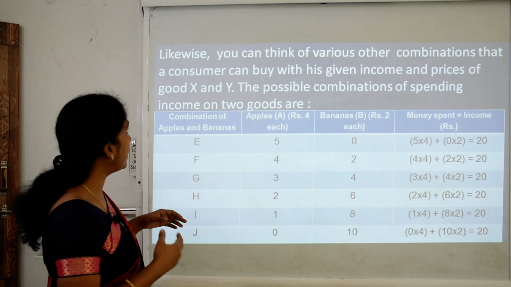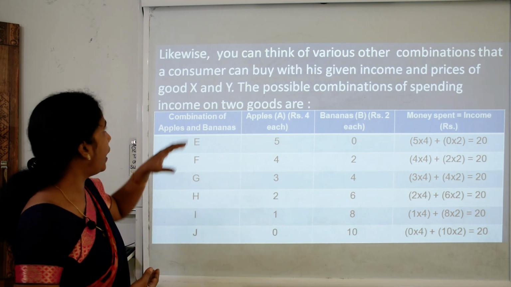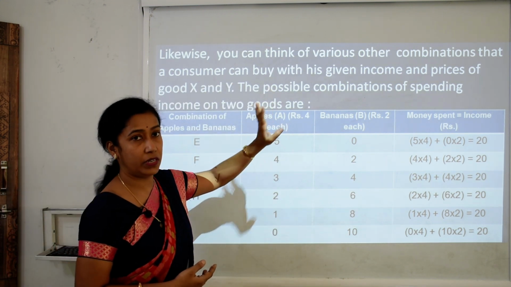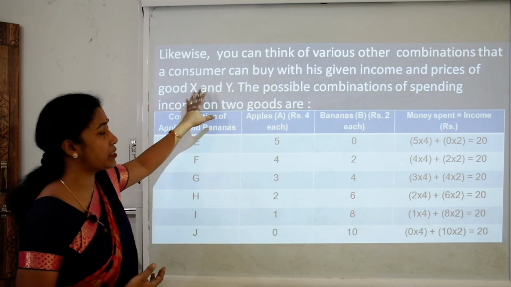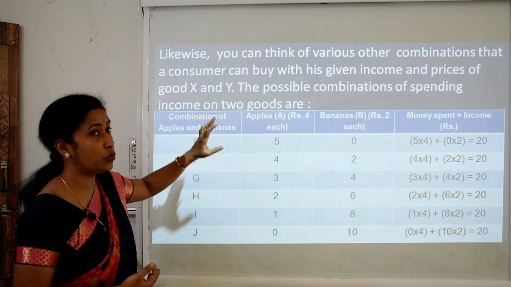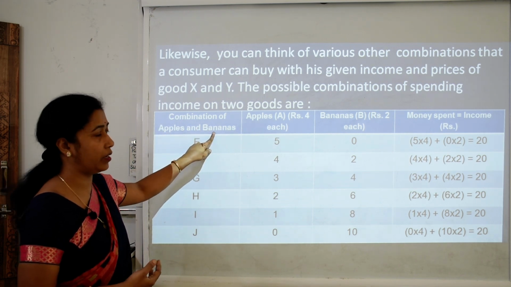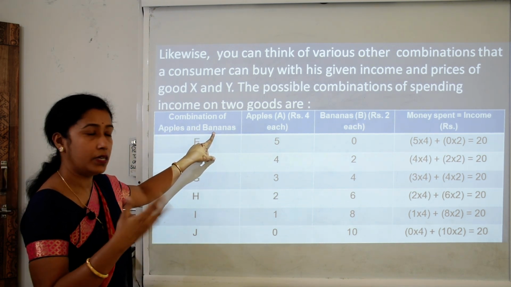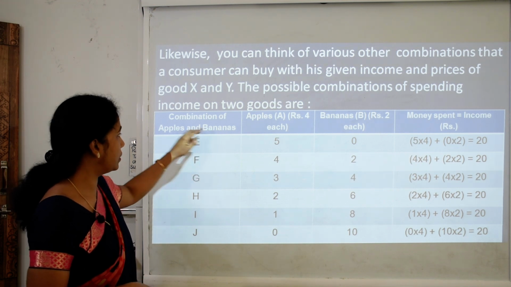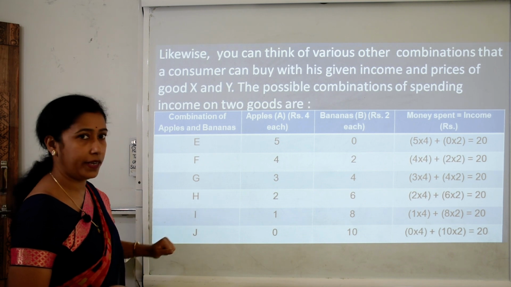and likewise he can have some more combinations also, that a consumer can buy with his given income and the prices of goods X and Y. The possible combinations of spending income on two goods can be combinations of apples and bananas. Say, for example, this X and Y we make apples and bananas. So we can have these combinations E, F, G, H, I and J.